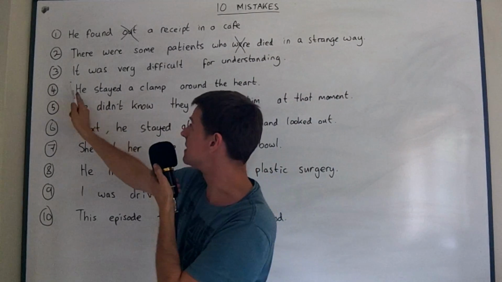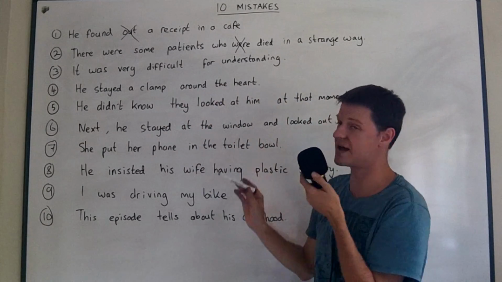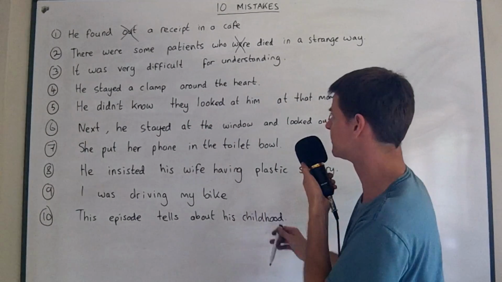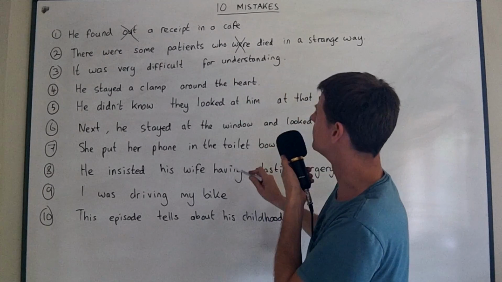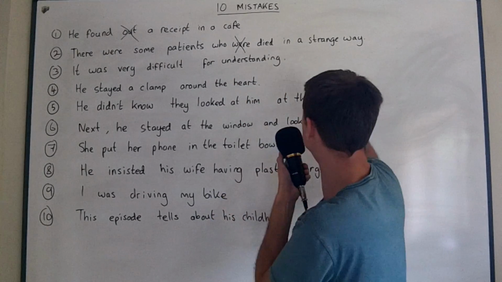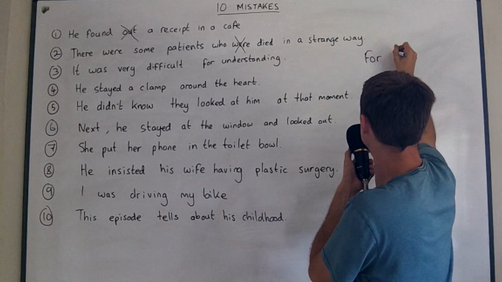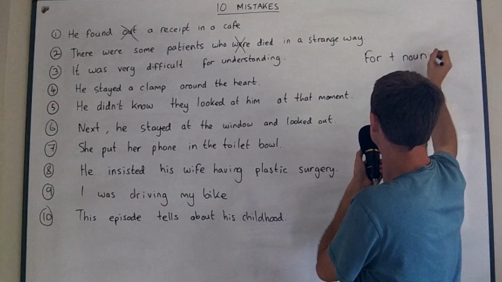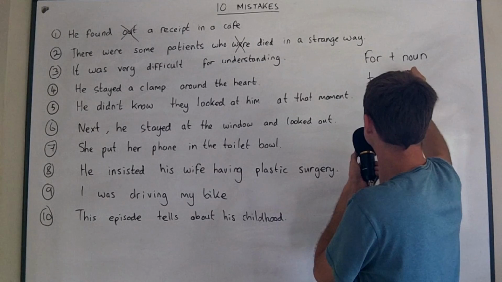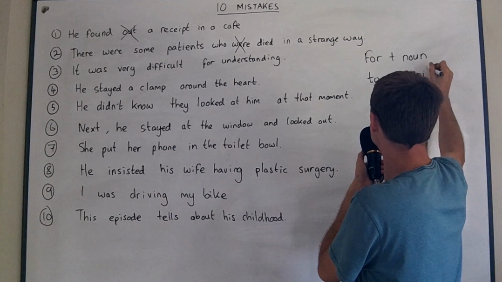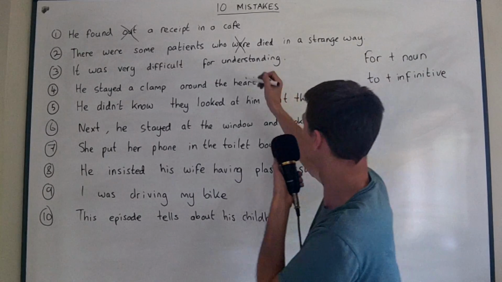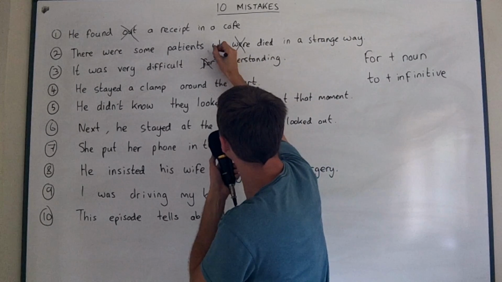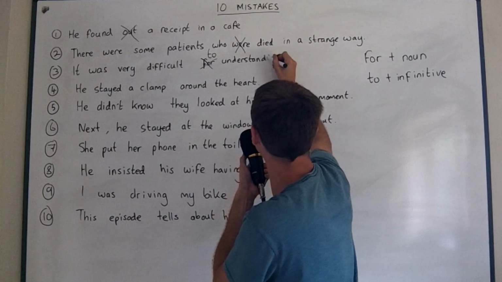Okay, number 3: it was very difficult for understanding. Very common mistake for people to use for and a verb. No, we use for and a noun. For plus noun, to plus infinitive. It was very difficult to understand. It was very difficult for me to understand. But we don't say for understanding. It was very difficult to understand.